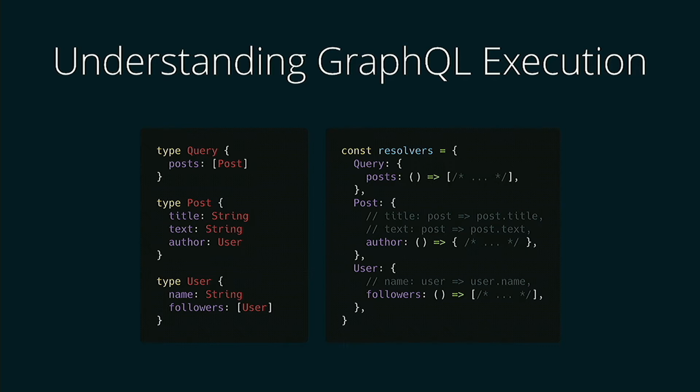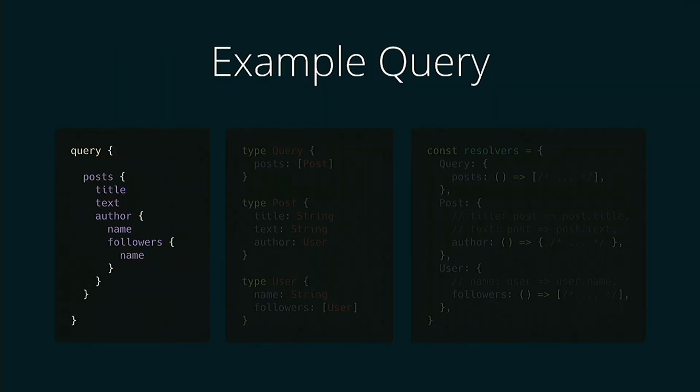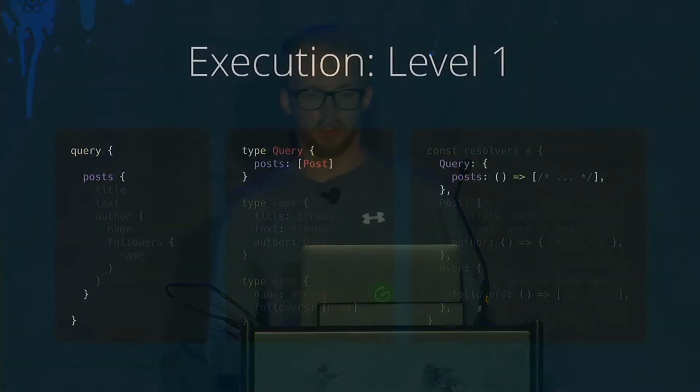So for this type of schema, let's imagine the following query comes in. Here we are querying the posts. For every post, we are querying the title, the text, and the author, and for each author, the name and the followers. And if this query now comes in, I think it's really important to understand how a GraphQL server would now, in which order it would call these functions. And this is what I want to walk you through here in a simple example. So let's say this comes in. So we're starting at the root level.